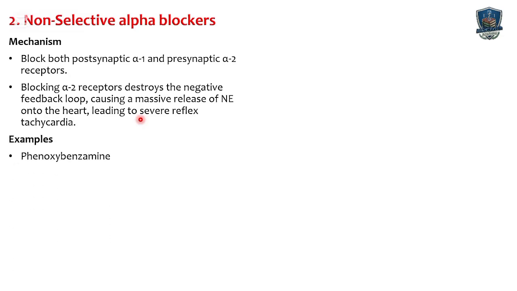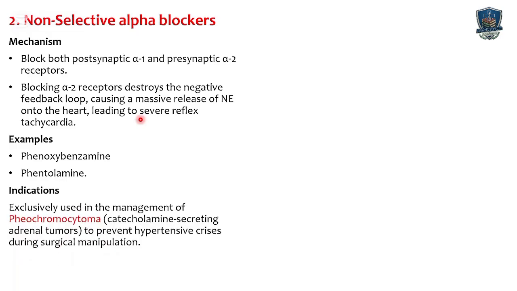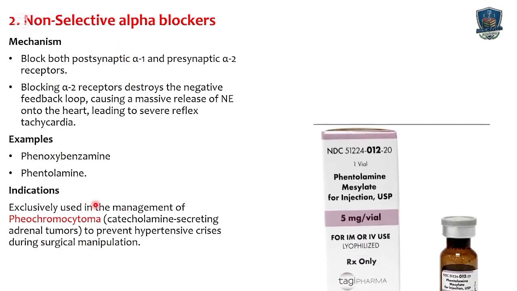Examples of these drugs, number one is phenoxybenzamine and also phentolamine. They're also indicated for pheochromocytoma. That's the major use or indication for these drugs. They are exclusively used in the management of pheochromocytoma, a catecholamine-secreting adrenal tumor. Pheochromocytoma is an adrenal tumor that leads to massive release of catecholamines, the norepinephrine and the epinephrine. So they are used to prevent hypertensive crisis during surgical manipulation. So for the major indication of these drugs, think of pheochromocytoma.